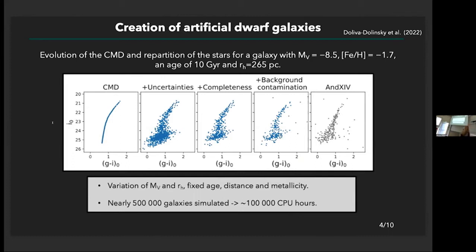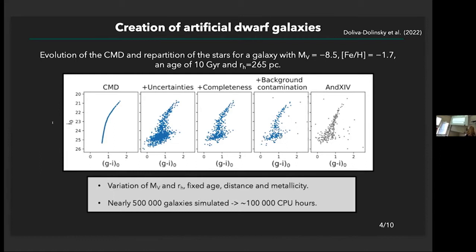I show the i magnitude as a function of the color, and the first panel is stars that are drawn from the isochrone and the luminosity function. Then we add photometric uncertainties, which will broaden the curve, and the completeness, as not all stars are observed. Finally, we insert the dwarf galaxy on an empty field of the survey.